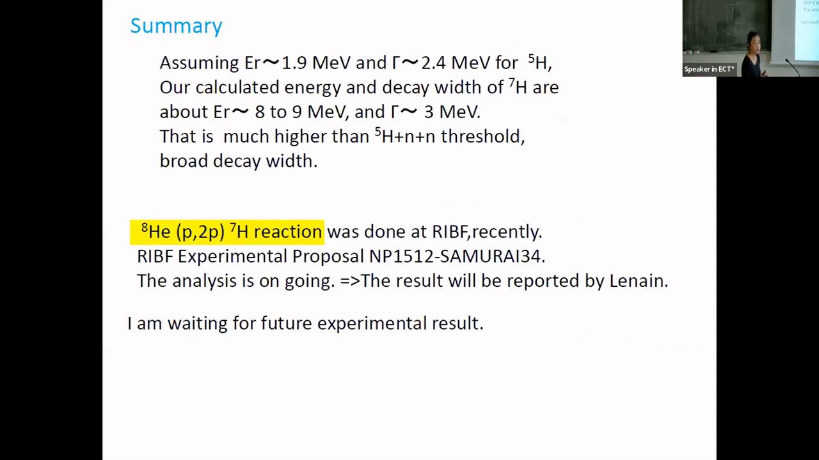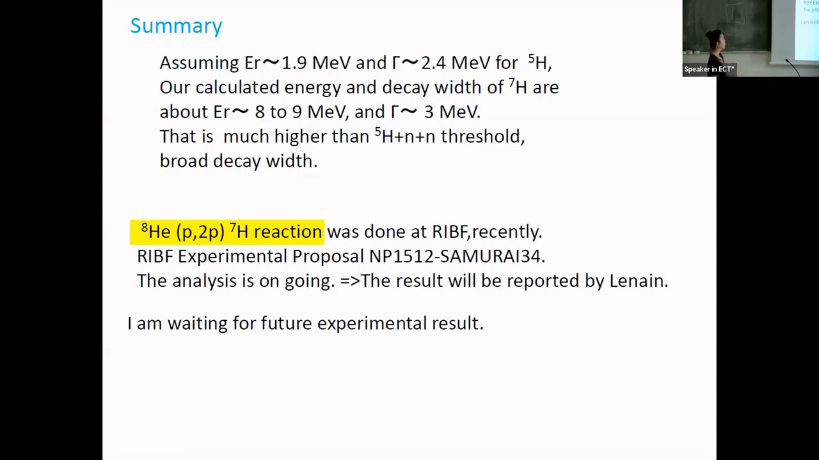Okay, so now let me summarize. According to my calculation, assuming ER is 1.9 and gamma is 2.4 MeV for hydrogen 5, our calculated energy and decay width for hydrogen 7 are about 8 to 9 MeV, with gamma about 3 to 4 MeV. That is much higher than the triton plus 4n threshold, a very broad decay width.